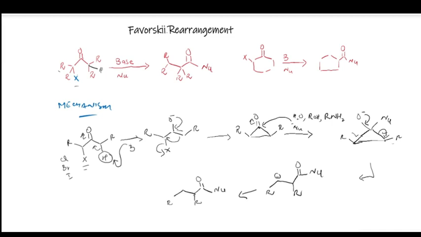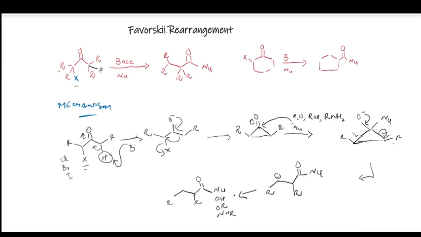If you use water as the nucleophile, you will get carboxylic acid at the end. If you use alcohols, you will get ester at the end. And if you use amines as the nucleophile, then you will get amides at the end. So you can have OH attached here, or you can have OR attached here, or you can have NHR attached here. So this is a very interesting method to prepare highly branched carboxylic acids as well.